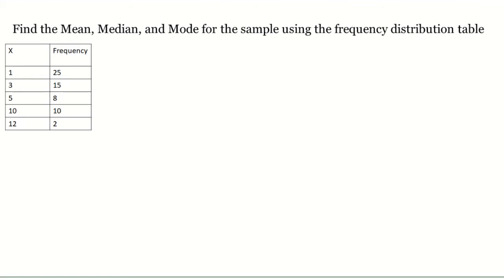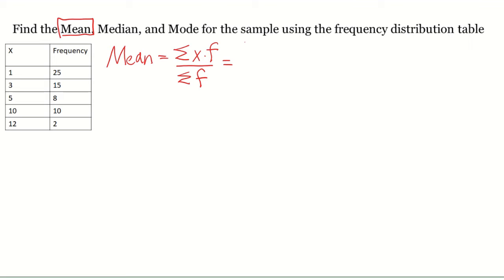Let's look at the next problem. This one says find the mean, median, and mode for the sample using the frequency distribution table. So let's begin by solving for the mean. To solve for the mean, when we have a frequency table, we're going to take the sum of the x values times their frequency divided by the sum of the frequencies.